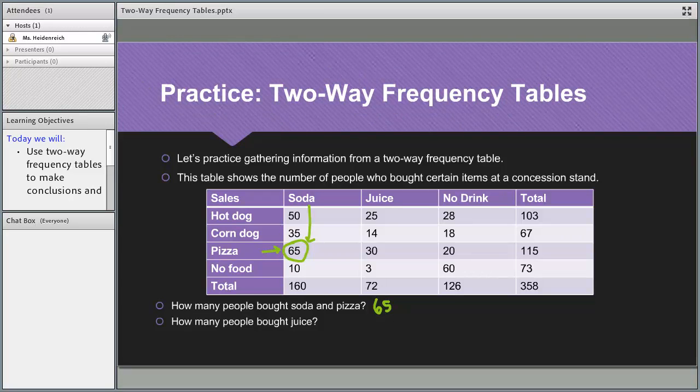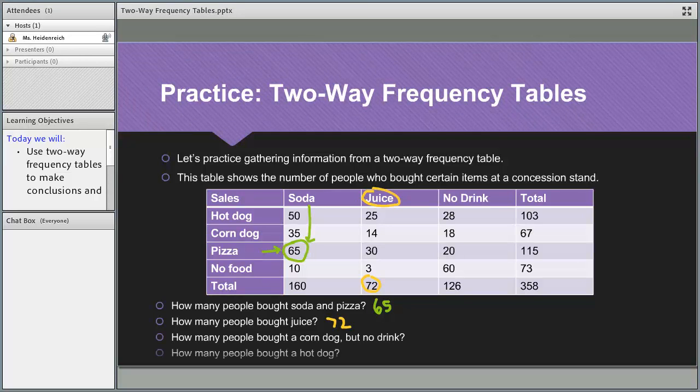The second question, how many people bought juice? Well, that's pretty general. They just want to know in general how many people bought juice. They could have bought anything else or no food. So the total would be the answer to that question. 72 people bought juice.